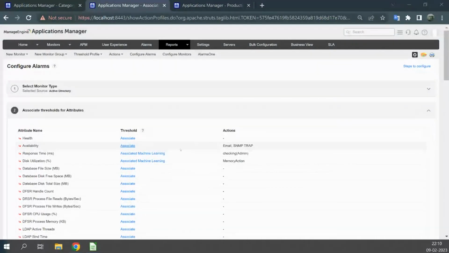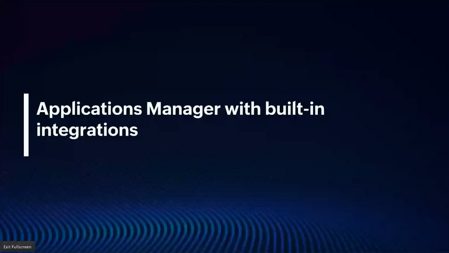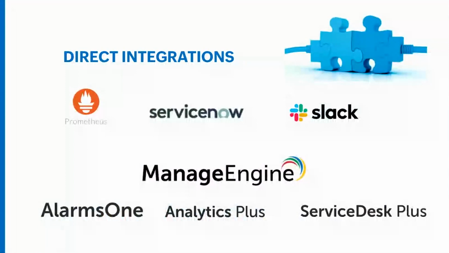Now we can check the next topic of today's session. The next topic is, what are all the built-in integrations that are available in Applications Manager? We have a few direct integrations. We have direct integration with Prometheus, ticketing tools like ServiceNow, and ServiceDesk Plus is also available. And if you are using Slack in your organization, you can use this Slack integration as well to notify the alerts. And in case you're looking for advanced reporting, we have the ManageEngine Analytics Plus integration as well to generate some advanced reporting.